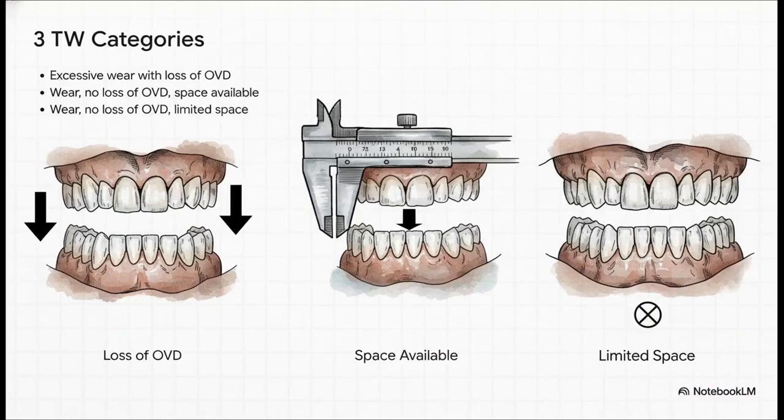Okay, you absolutely must memorize the Turner and Missirlian classification. It's crucial because it dictates all of your space management later on. It breaks down into 3 very specific categories. Category 1, excessive wear with a definite loss of OVD. Category 2, excessive wear where OVD is somehow maintained, and luckily you have available space. And then Category 3, which is definitely the trickiest, excessive wear without loss of OVD but with severely limited space available.